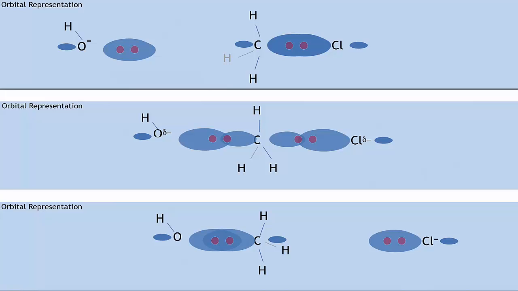The top panel shows one unshared pair of electrons of the oxygen anion in hydroxide. This pair is in an sp3 orbital. Electron flow begins with this pair.